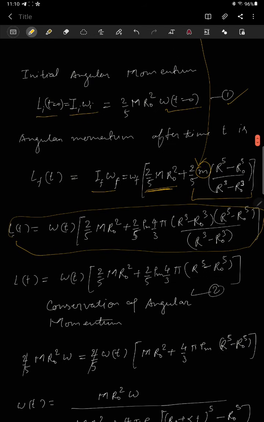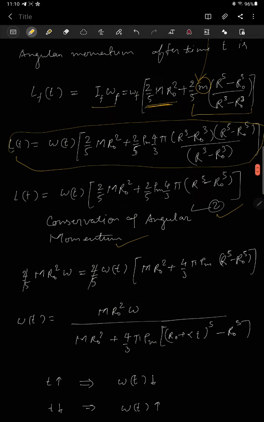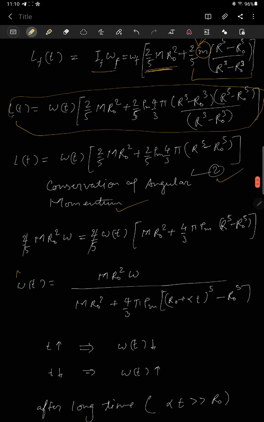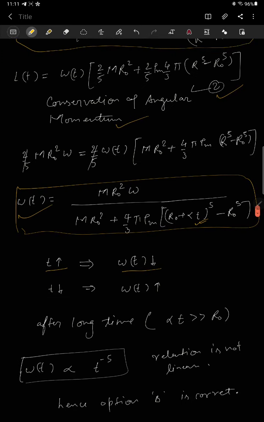After putting in the mass m, we simplified it and named it equation number 2. Now we apply the conservation of angular momentum, and we get the angular velocity in terms of t. Here we see that if time increases, angular velocity decreases. Why? If time increases, the denominator increases, so this fraction will decrease. So as time increases, angular velocity decreases.